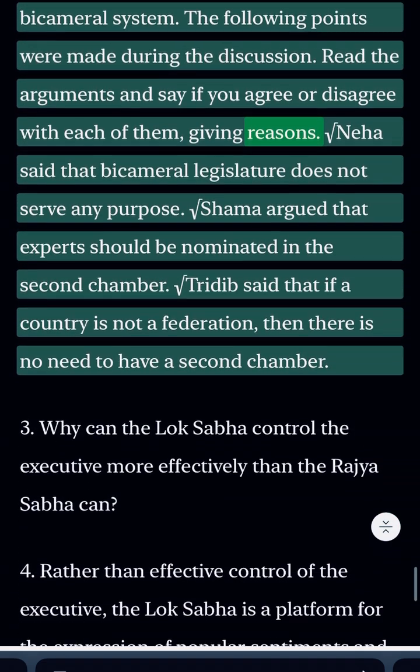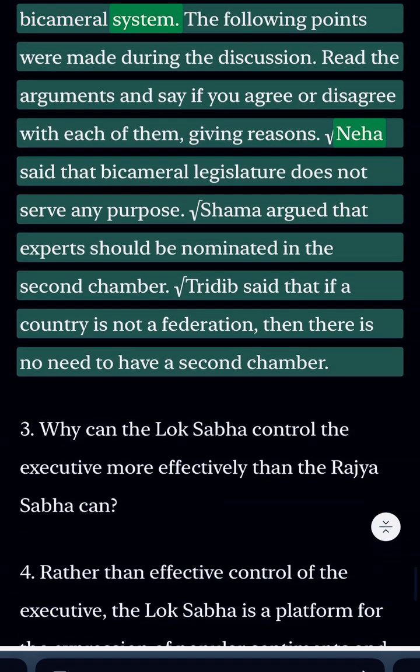2. A class was debating the merits of a bicameral system. The following points were made during the discussion. Read the arguments and say if you agree or disagree with each of them, giving reasons. Neha said that bicameral legislature does not serve any purpose. Shama argued that experts should be nominated in the second chamber. Tridib said that if a country is not a federation, then there is no need to have a second chamber.